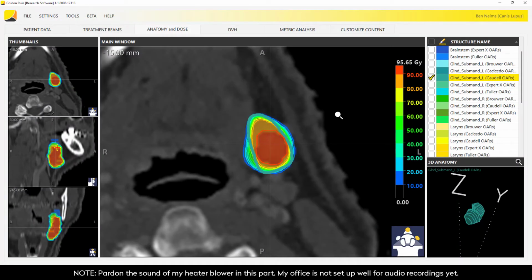All right, we're going to see something here where we might expect to see more variation. I got a little peek at the data earlier, so we're going to do the larynx.